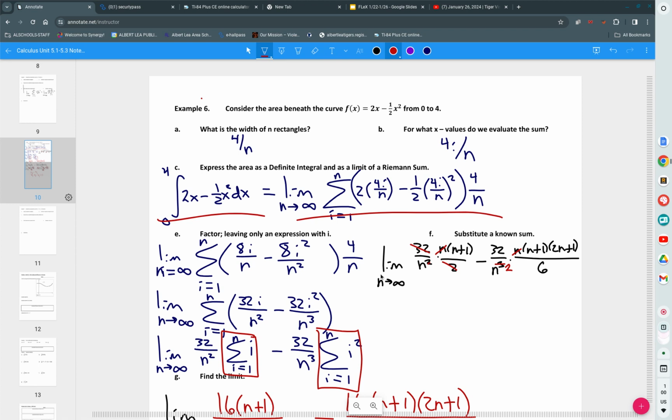So just like we ended our last unit talking about optimization problems and everything of that nature, the integral has even more application, I would say, than the derivative.